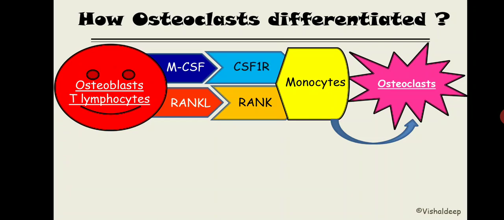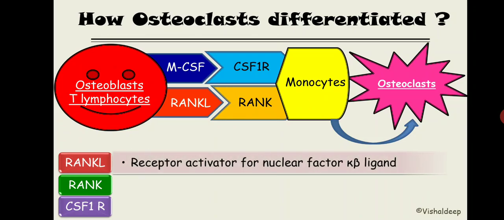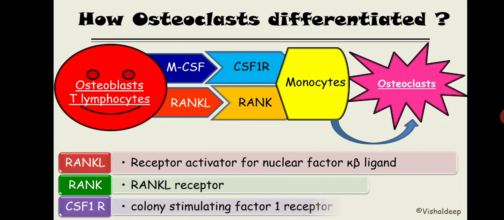Alright, now let's discuss the full form of each of them, starting with RANKL. The full form of RANKL is receptor activator for nuclear factor kappa beta ligand. Let me write it down. Receptor activator for nuclear factor kappa beta ligand, and RANK is nothing but the RANKL receptor, and CSF1R is the colony stimulating factor 1 receptor. So MCSF is nothing but monocyte colony stimulating factor, and the receptor for it is the colony stimulating factor 1 receptor.